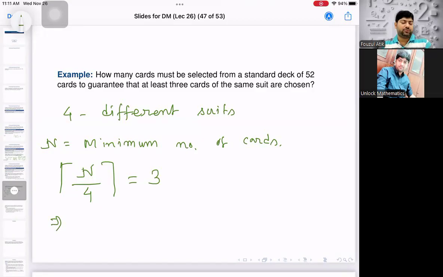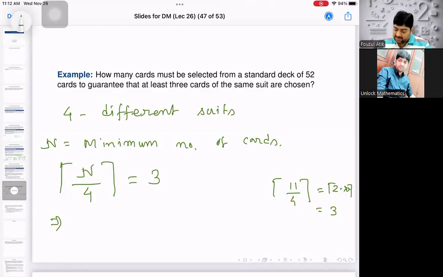If you take n equal to 12, 4 3s are 12. Okay, it will be possible. But is 12 the minimum number? No. Then go back. 11 is also giving you 11 by 4, ceiling of that, it is ceiling of 2 point something, but it is giving you 3. 11 is also giving, 10 will also give, 9 also gives. What about 8? 8 by 4 is 2. No, it is not giving. So 8 is not the minimum. So next, 9 is the minimum.